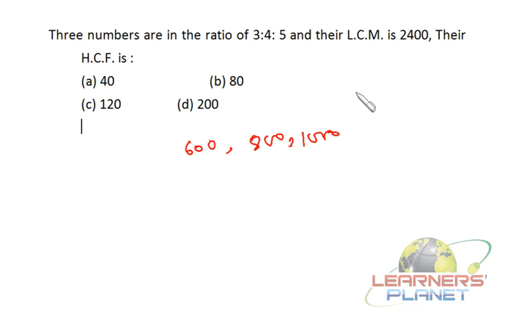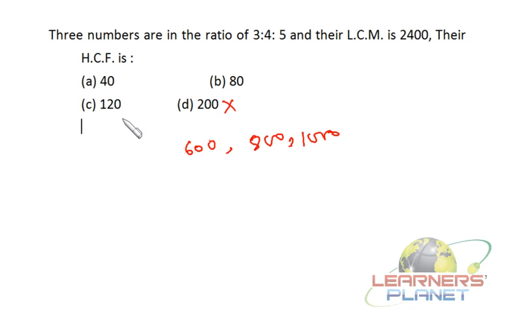Now their LCM must be 2400, and the LCM should definitely be a multiple of all of these numbers, but 2400 is not a multiple of 1000, so it cannot be the correct choice. I'm just choosing the biggest number over here because I have to find the highest common factor. That's why I'm giving a start from the biggest number.